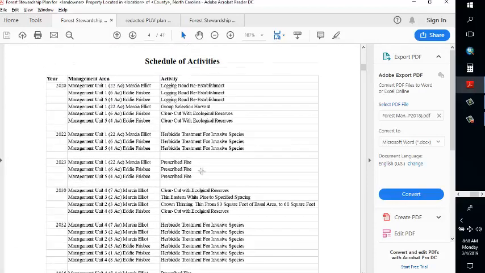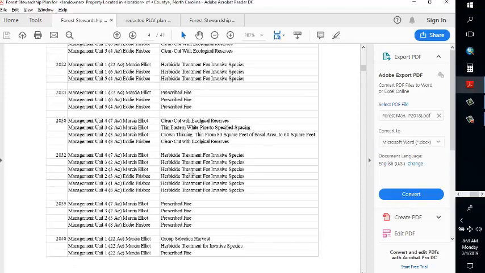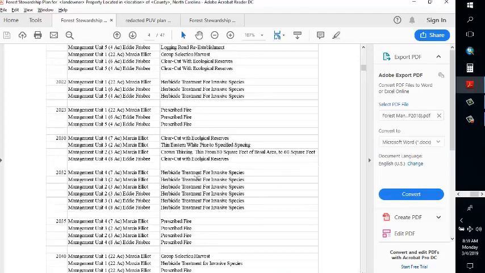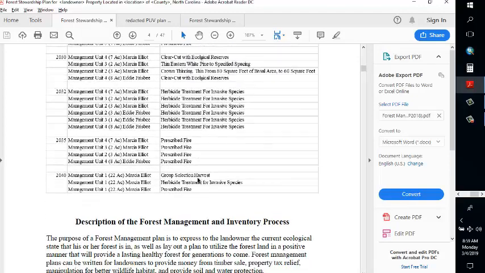The other thing that's a little different is when everything was all said and done, and when he finished the plan, again, this is one of the last pieces that he put in the plan, but he put that schedule of activities right up front. You are more than welcome to do that. I usually stick mine in the appendix, but that's perfectly okay.